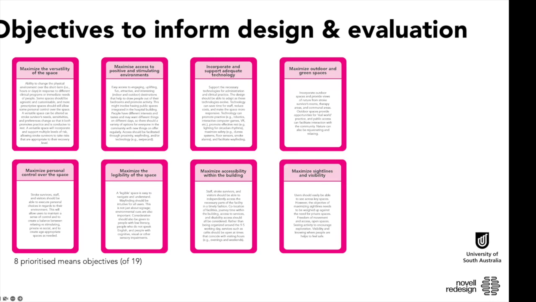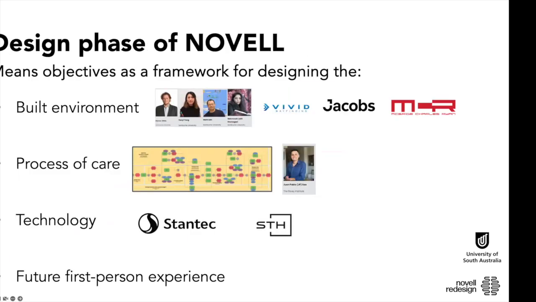Maximizing access to positive and stimulating environments, incorporating and supporting adequate technology, maximizing outdoor and green space, maximizing personal control over the space, maximizing the legibility and understandability or readability of the space, maximizing accessibility, and maximizing sightlines and visibility were prioritized to be the top 8. So once we had these, we were able to move into a design phase based on the premise of design a hospital ward or bedroom that achieves these 8 things.